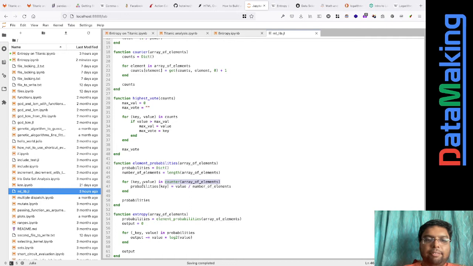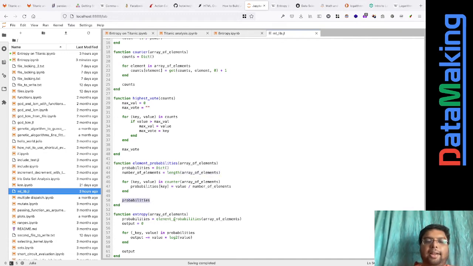The key will go to key and value will go to value, and I'm just calculating the probabilities of this. Probability is nothing but the number of apples in a basket to the total number of fruits, that is the number of elements. The number of elements is nothing but the length of the array. So you just give apple, orange, sapota, banana, jackfruit, and all those. So that's how it is, and it'll just return the probabilities.